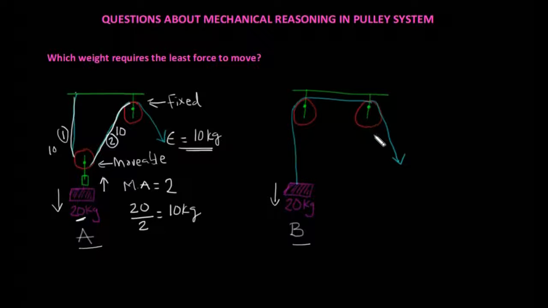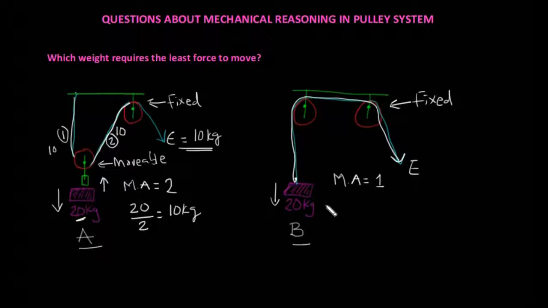Now let's look at pulley system B. In pulley system B, we have two fixed pulleys. Both these pulleys over here are fixed. And we have one rope over here which is supporting the weight, only one rope, mind you. This rope here is the same one continuing to the effort. Hence, the mechanical advantage of this pulley system is 1.